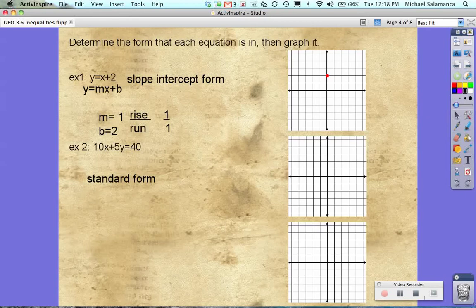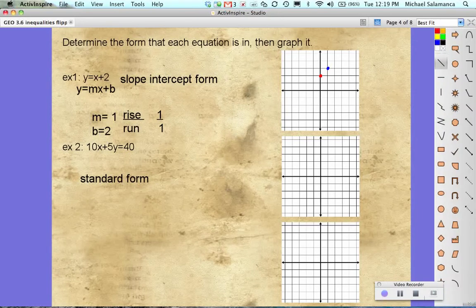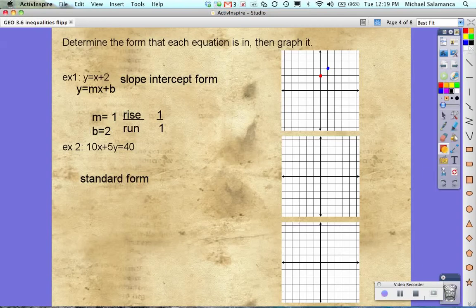So in blue, it means from our y-intercept, we're going to rise 1. And because it's positive, we go up. And we run 1. And because it's positive, we go to the right. So we have those 2 points that we're able to plot. And we're going to go ahead and draw a line connecting the 2. So that's it for graphing.